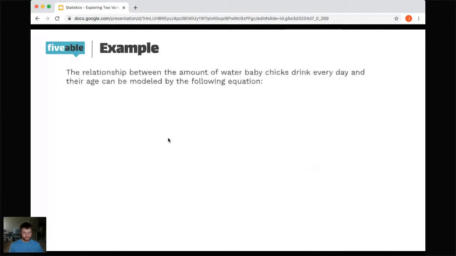All right. So the first example we're going to look at says the relationship between the amount of water that baby chicks drink every day and their age can be modeled by the following equation. So the natural log of y hat. Somebody in the chat remind me why it is important to put the hat over our y when we're doing regression models. Why do we need the hat?